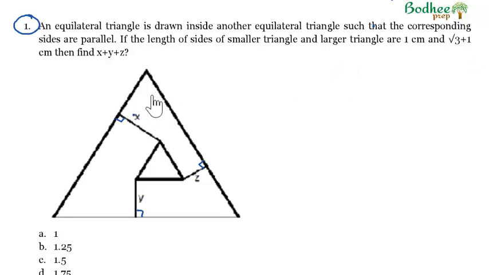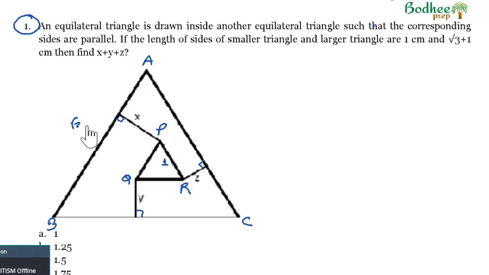So it says that we have an equilateral triangle. Let me name it ABC, and the smaller equilateral triangle, let me name it PQR. And these are the perpendiculars from the vertices of the smaller equilateral triangle on the sides of the larger equilateral triangle. It also says that the side of the smaller equilateral triangle is of length 1, and the side of the larger equilateral triangle is root 3 plus 1. And one more piece of information given to us is that the sides of these two triangles are parallel. So this is parallel to this, and this is also parallel to BC, right? So how to approach this question?